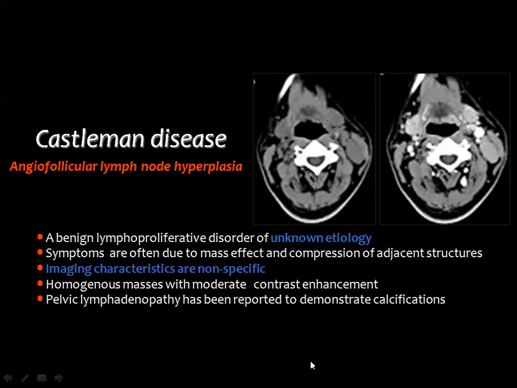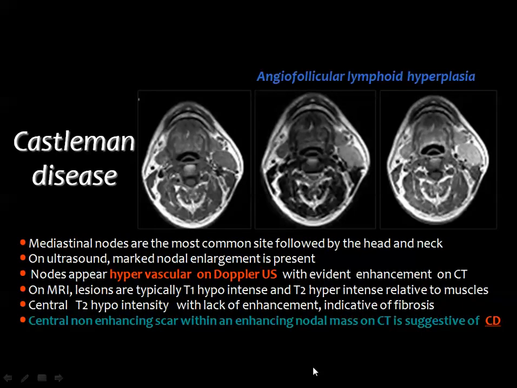And Castleman disease will result in enlargement of the lymph nodes, and the nodes are usually of homogeneous texture on ultrasound and also on CT. And whenever you inject contrast medium, there is homogeneous enhancement, and many times the enhancement is strong. On MRI, they show hypointense appearance on T1 and hyperintense appearance on T2. And if you inject contrast material, they will show homogeneous enhancement.